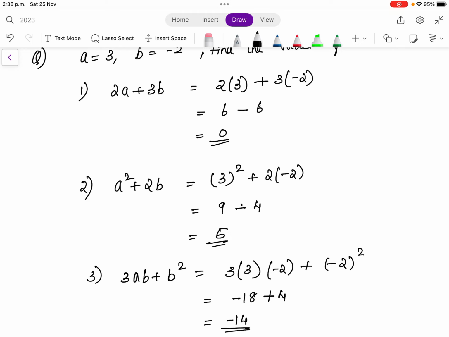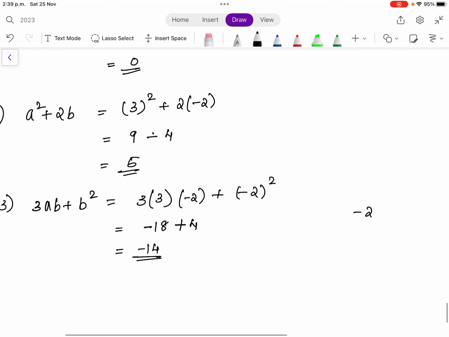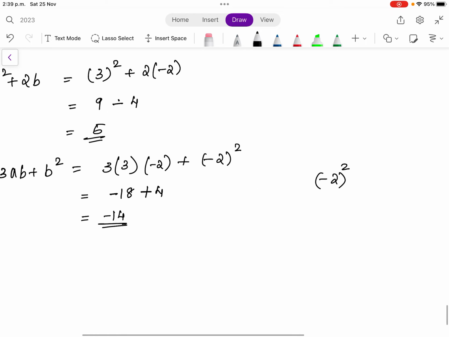So whenever you do these calculations, please do it in the calculator, but make sure that you put the minus sign and the brackets correctly, because if you take this case of minus 2 square, if you are using the calculator, you have to put the values and the brackets in this order. Otherwise, the calculator will take the priority differently, and you might get a different answer.